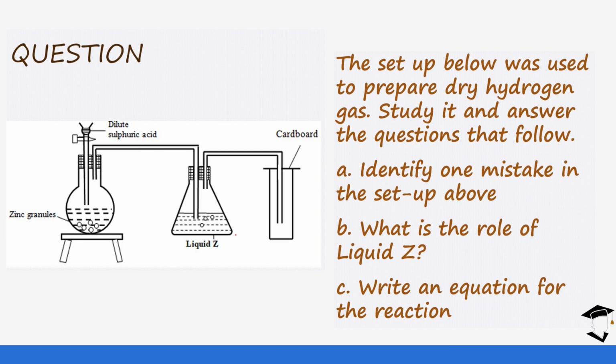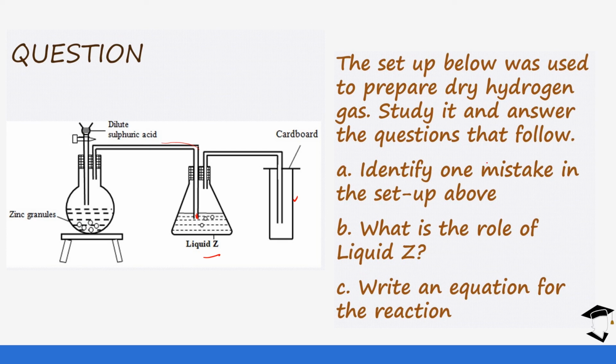So the setup below was used to prepare dry hydrogen gas. Study it and answer the questions that follow. So we have the dilute sulfuric acid that is in a dropping funnel, and we have the zinc granules. And then there is a delivery tube that is going to the conical flask. The conical flask has liquid Z, and then another delivery tube goes to the cardboard. So the first question is identify one mistake in the setup.